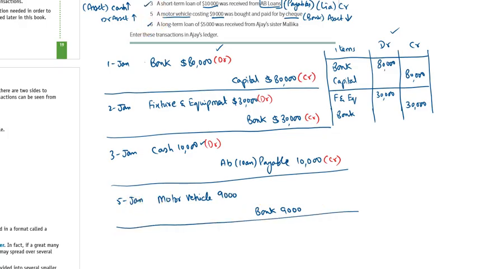And on 6th January, a long term loan of 5,000 was received from Ajay's sister Malika. The business took a loan from Ajay's sister Malika. So Ajay's sister Malika will be a third party for us. If the loan were taken from Ajay, then it would be capital, because a business can't get a loan from the owner. If the business receives anything from the owner, that will be considered as business capital. Because Ajay's sister is not the owner of the business, we will treat her like a third person or a stranger.